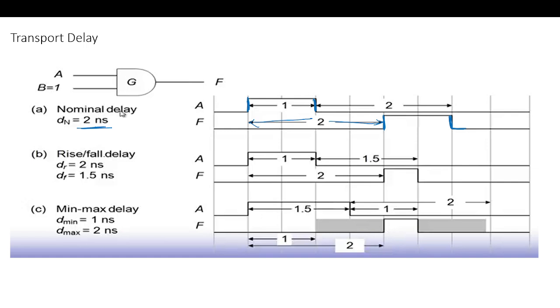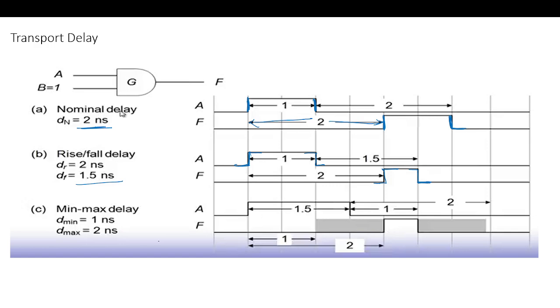Now, if we have a rise and fall delay, say 2 nanoseconds to rise, then the output rise takes 2 nanoseconds to appear. And the fall is 1.5, so a fall at the input takes 1.5 nanoseconds to be visible at the output.